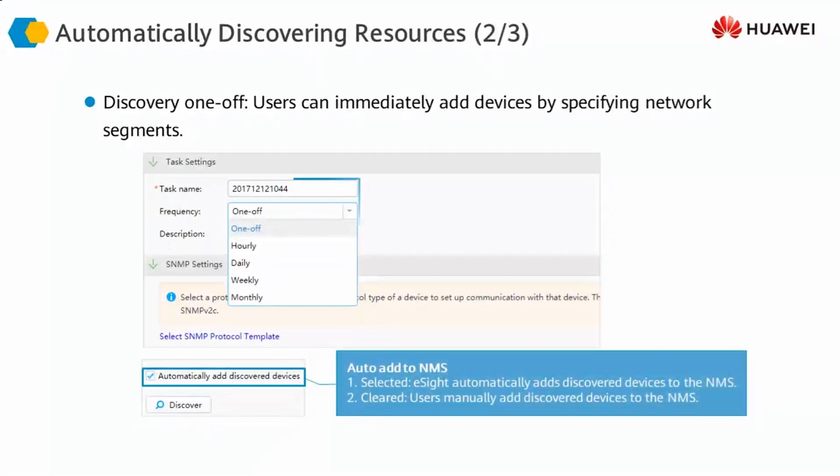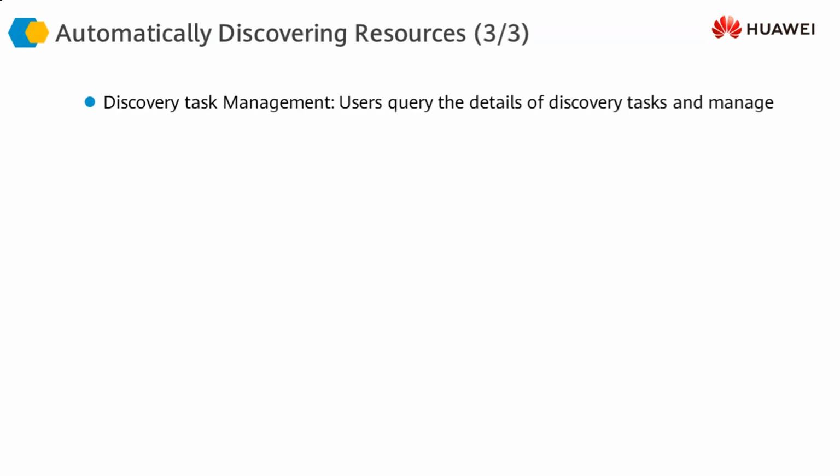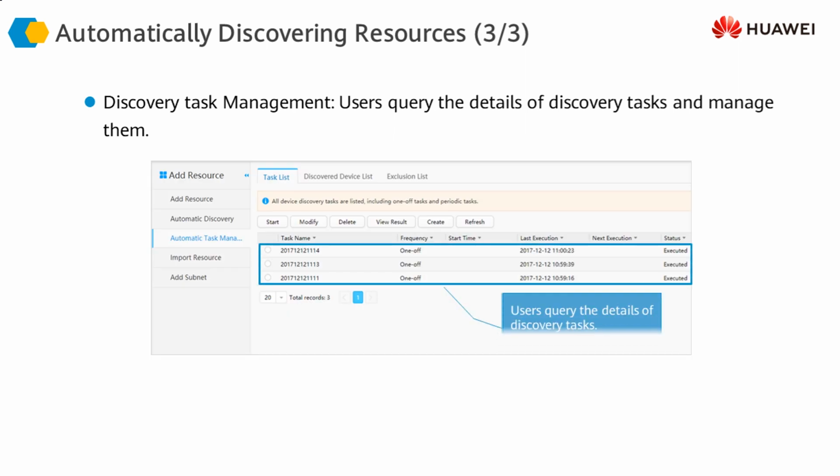So these are the different options that we have for discovering the devices. Once discovered, we can also look at the devices that have been discovered. We can look at the list of all the devices that our NMS has discovered.